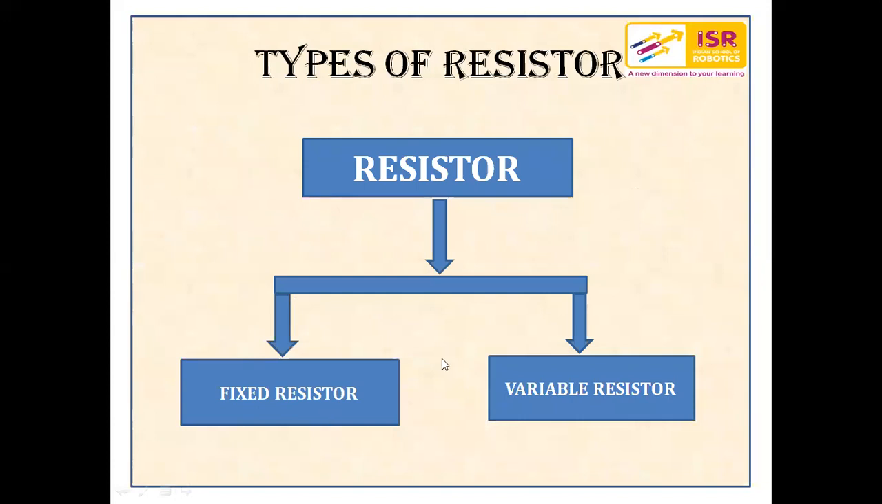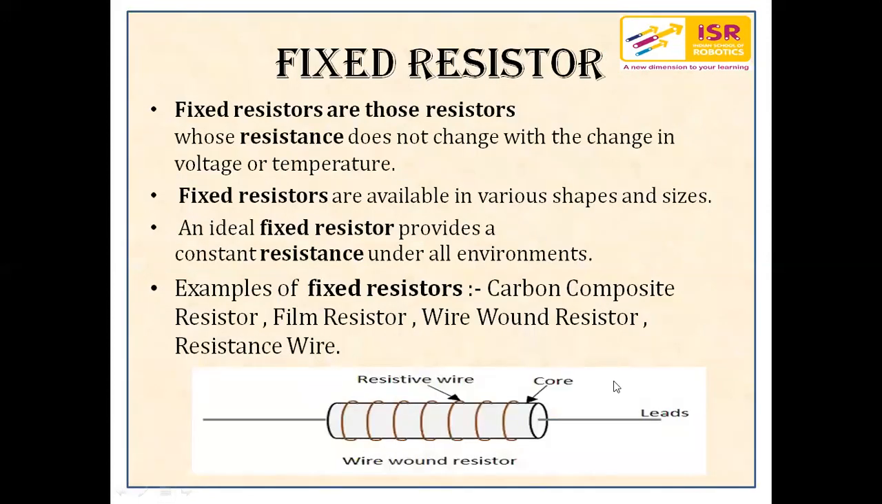Now we have types of resistors. Resistors are basically classified into two types, fixed resistor and variable resistor. We will learn about these two in detail one by one. Starting with the fixed resistor. Fixed resistors are those resistors whose resistance does not change with change in voltage or temperature. That means no matter at which temperature or what voltage you are applying in a circuit, the value of that resistor will remain fixed. That means it will not change.